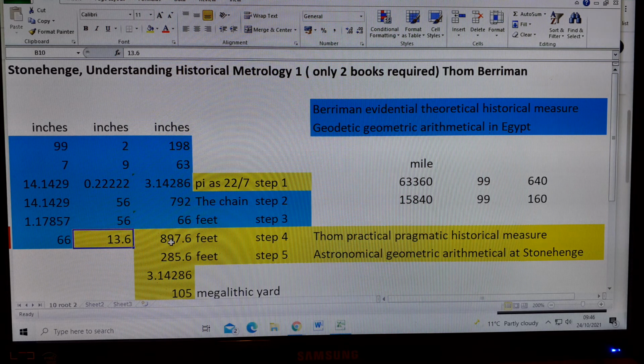And the reason why this is so important is because this mathematical model here can be used to determine the Harrison-Stockdale megalithic foot. And that's it.